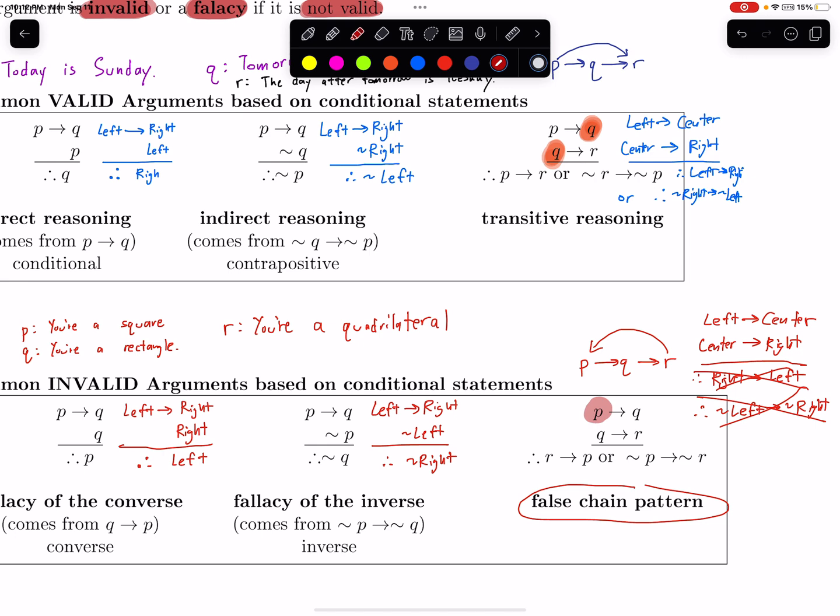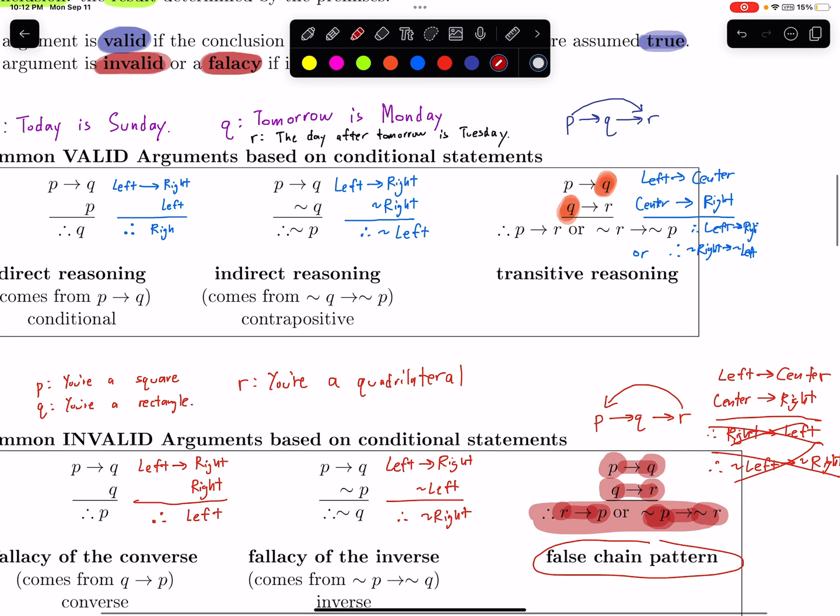If you're a square, then you're a rectangle. If you're a rectangle, then you're a quadrilateral. And what's the conclusion? If you're a quadrilateral, then you're a square. No, that's not true. If you're not a square, then you're not a quadrilateral. Also not true, because you could be a trapezoid, and you'd still be a quadrilateral, but you're not a square, right? So yeah, we see how this kind of argument falls apart.